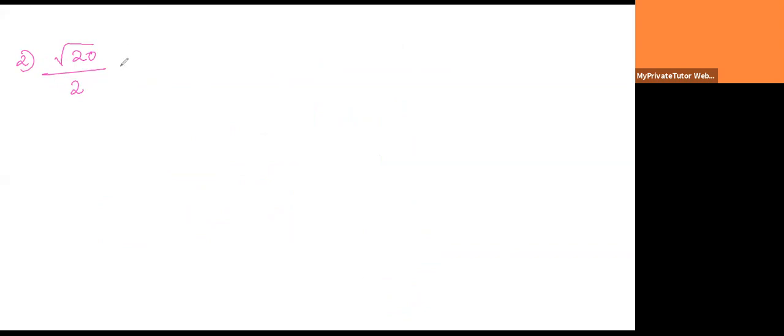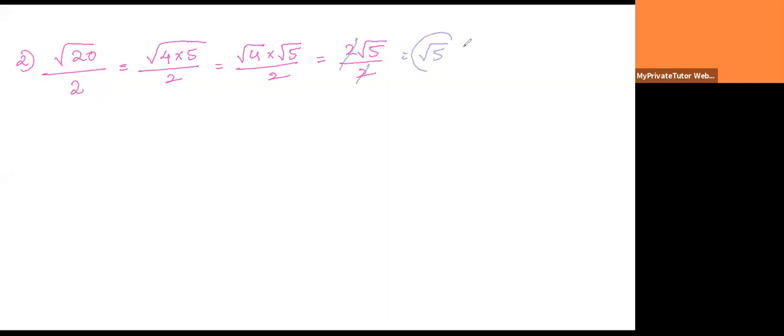So we are going to simplify the numerator first. So 20 is divisible by 4, isn't it? So can we write 20 as 4 times 5? We can. Then split the square root. Then we know that square root 4 is nothing but 2. So 2 root 5 divided by 2. And if you cancel out, 2 by 2 cancels out. And we'll finally get the answer, square root 5. So this is the final answer.